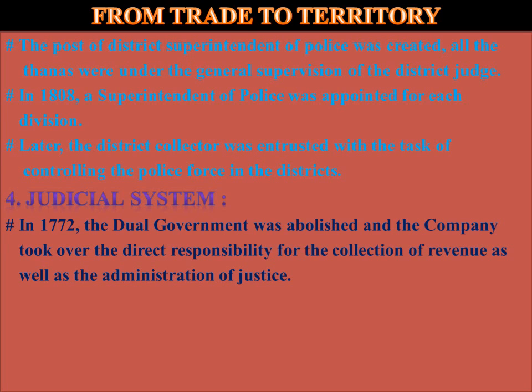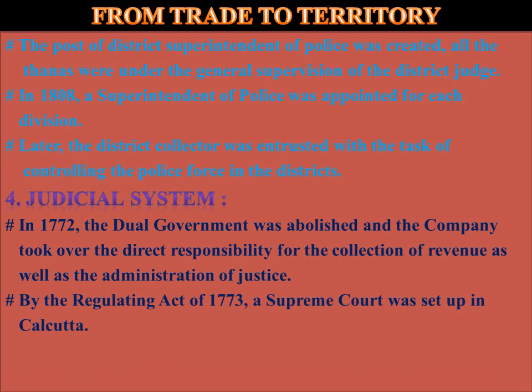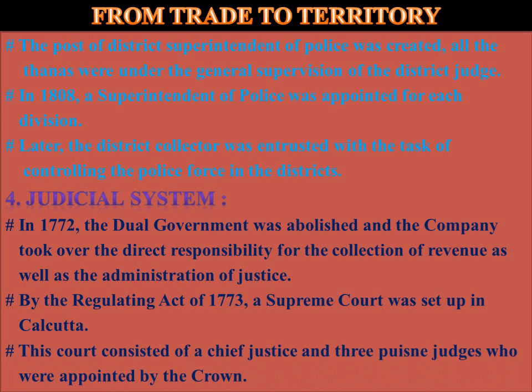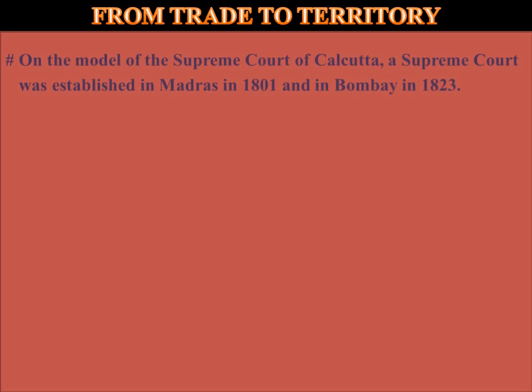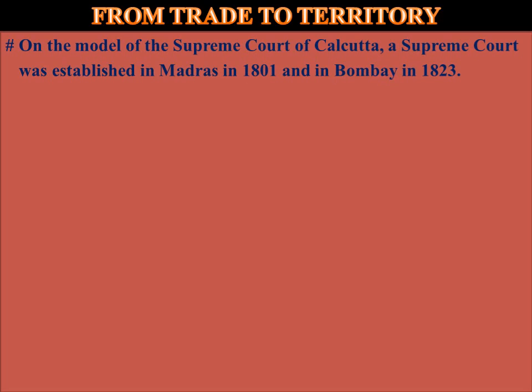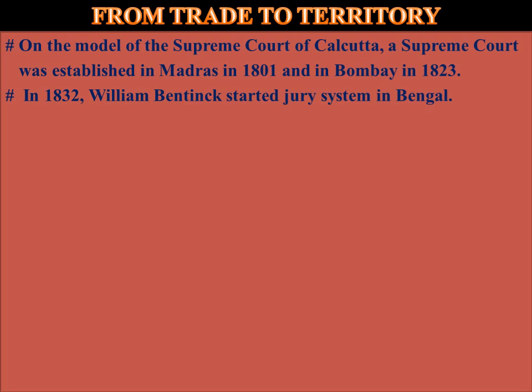By the Regulating Act of 1773, a Supreme Court was set up in Calcutta. This court consisted of a Chief Justice and three puisne judges who were appointed by the Crown. This court decided civil, criminal, ecclesiastical, and admiralty cases. On the model of the Supreme Court of Calcutta, a Supreme Court was established in Madras in 1801 and in Bombay in 1823. In 1832, William Bentinck started a jury system in Bengal. An Indian Law Commission was established to codify the law. A rule of law was established for the whole empire.